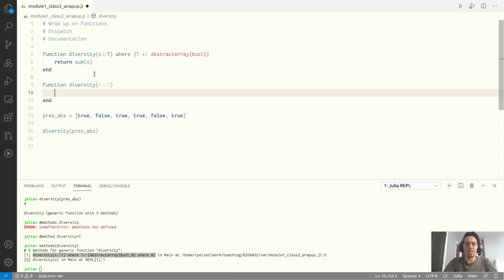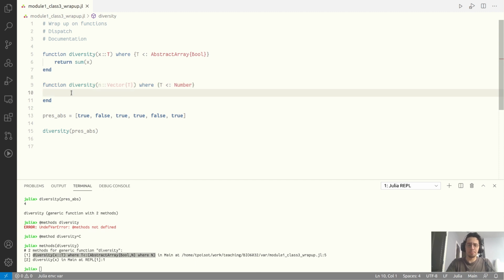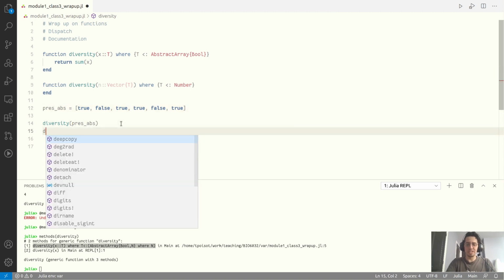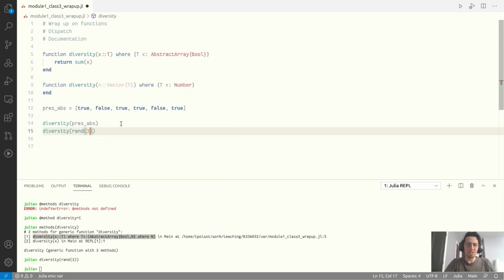So in that case, I'm going to write a function called diversity, but let's say we want that to be a vector of some type t, and we want the elements of this vector to be numbers. So whenever we call diversity on something that is a vector of numbers, it is going to do something, which for the moment is empty. And by the way, a function that does nothing is acceptable, right? So if we call diversity of rand 3, it's going to do nothing.